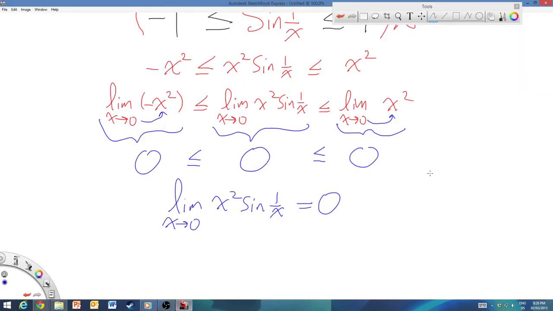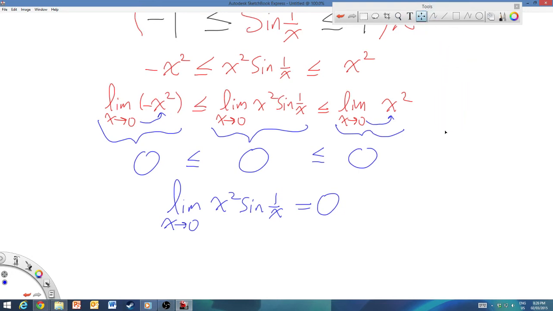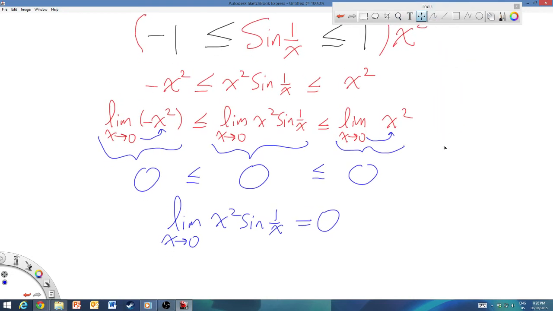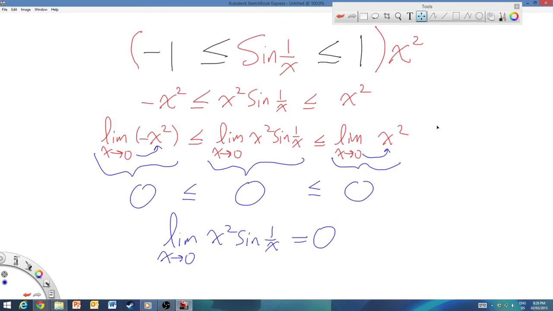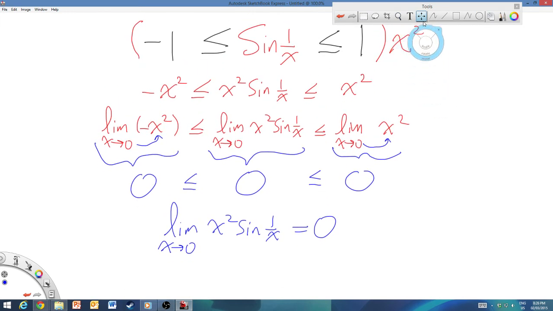Very simple, very easy to use. All it requires us is to basically pick two functions that will effectively squeeze the original function. Okay? Very useful when calculating limits for trig functions, because trig functions exhibit that kind of periodic behavior.